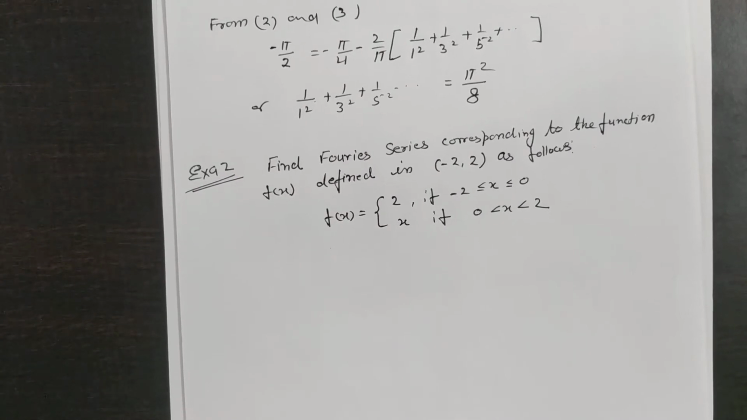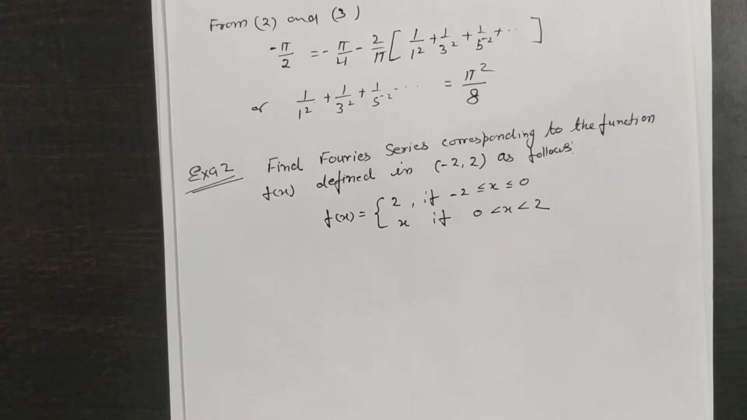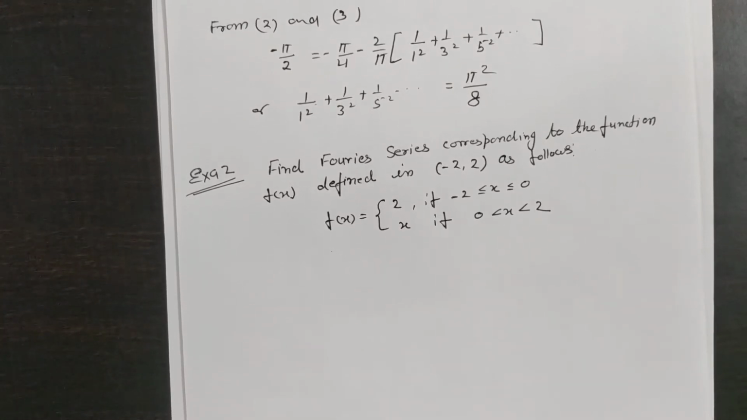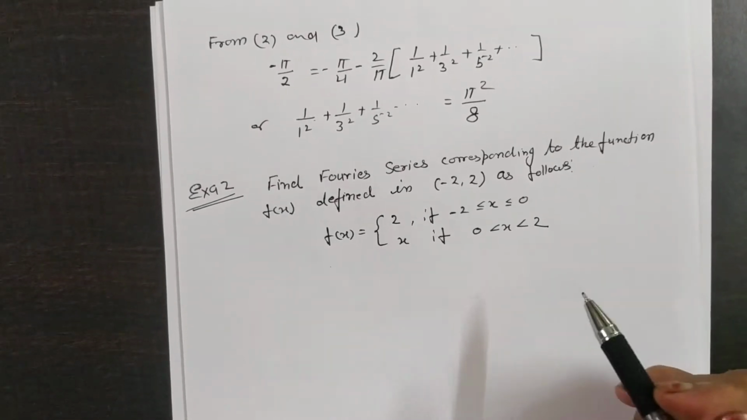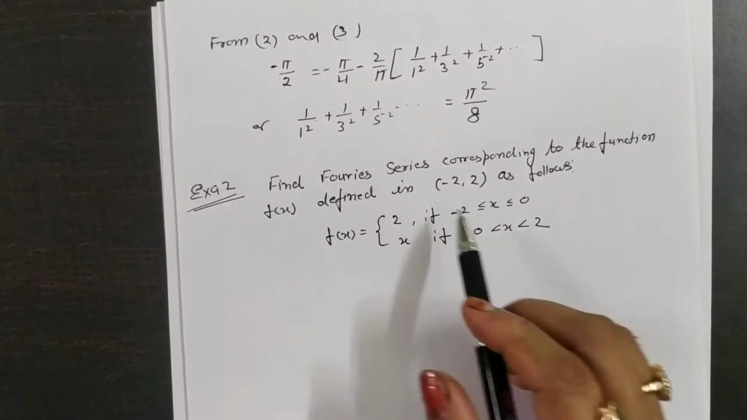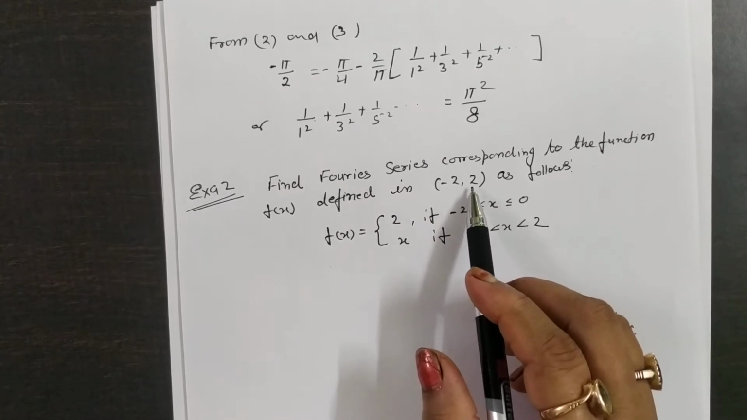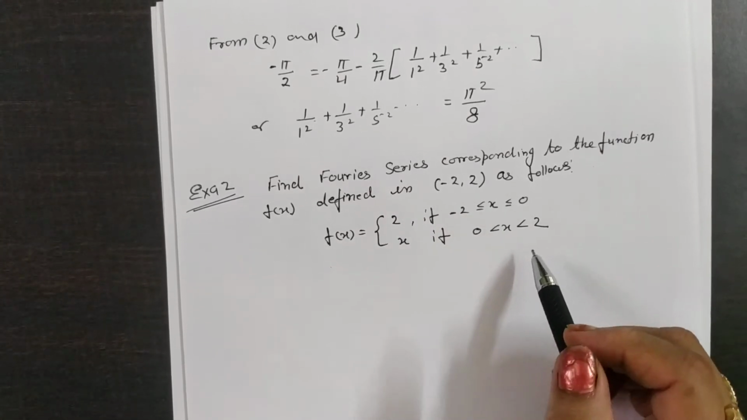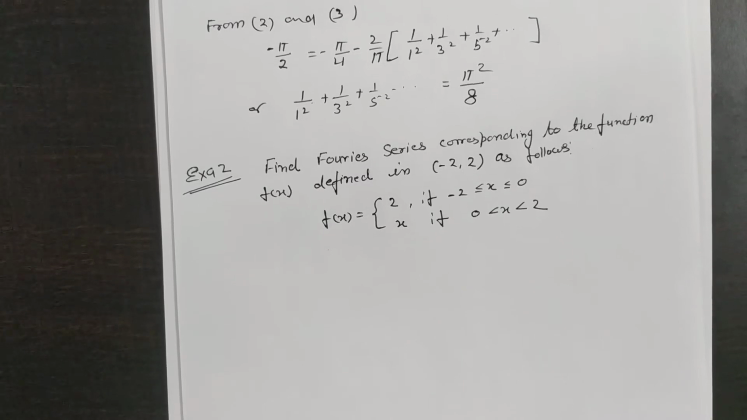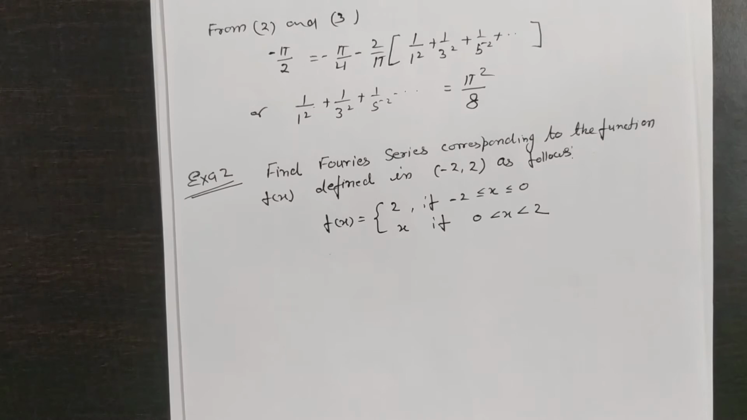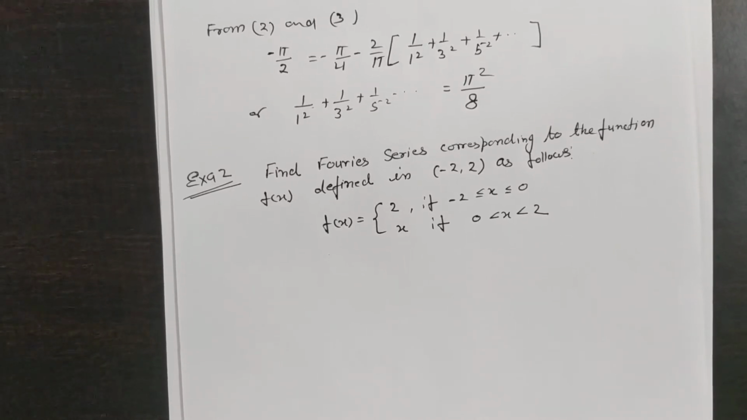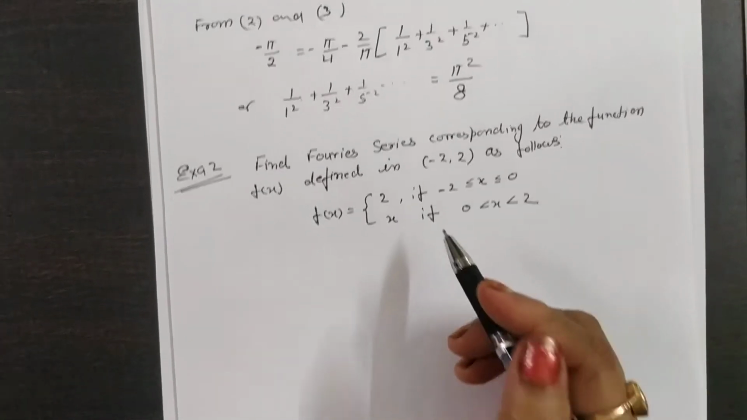For this interval we have to find the Fourier series. Here you use the property for minus L to L, because the interval is -2 to 2. So for this question we use this.